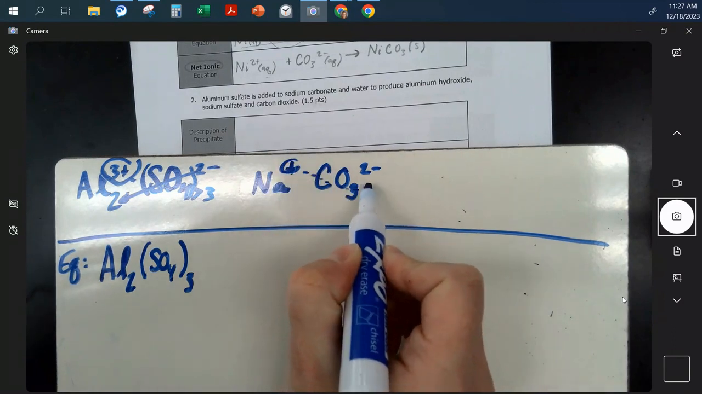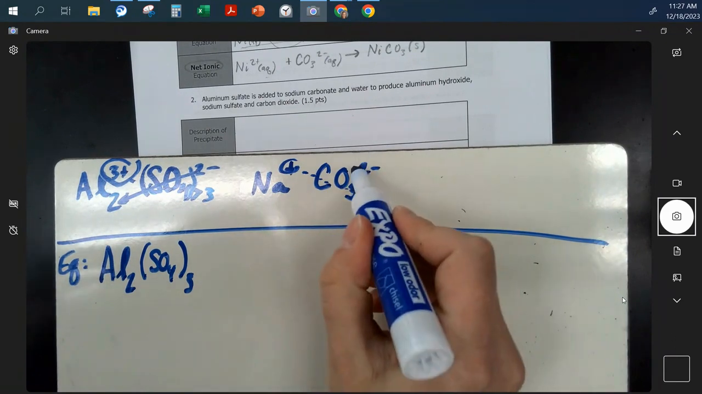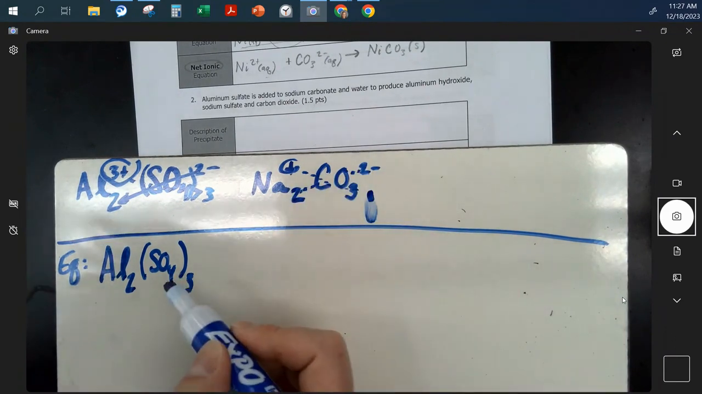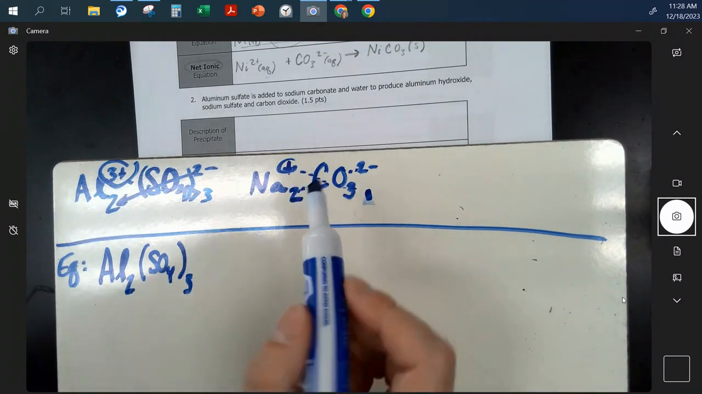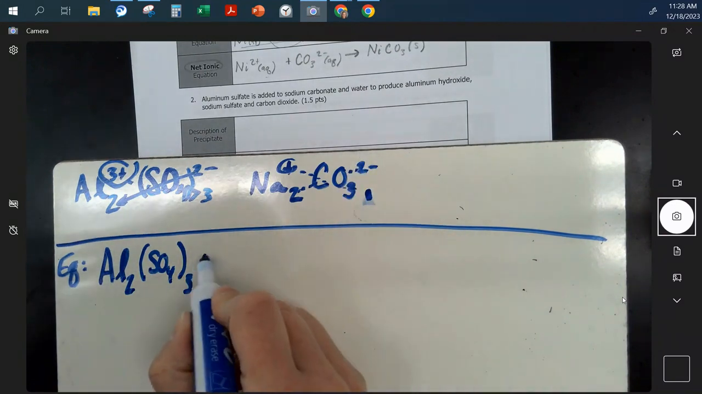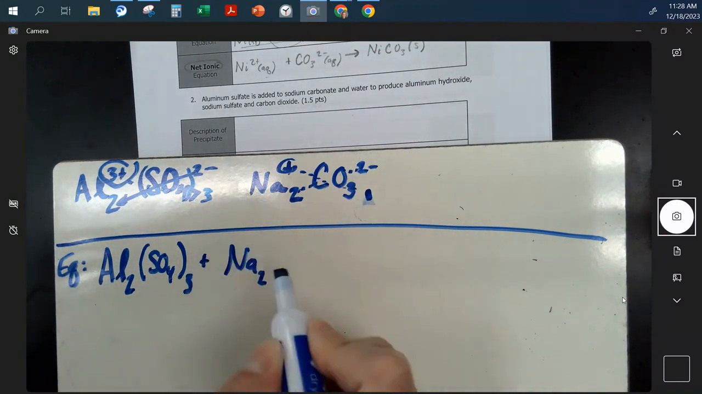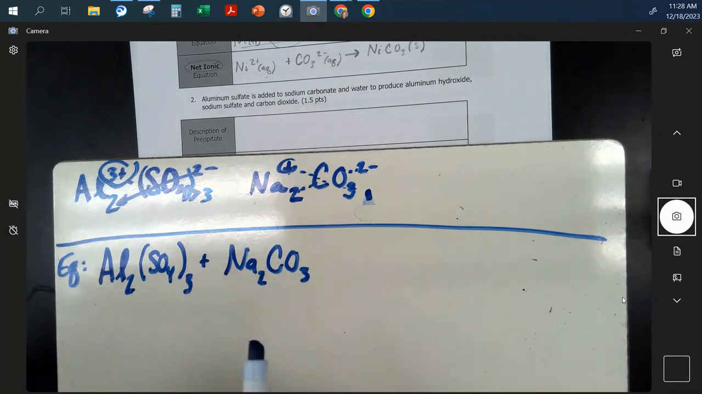We need 1 carbonate ion. Oops, I put a 2. I don't know why I put a 2. 1 carbonate for 2 sodiums. So then that charge balances. I have 2 plus charges for 2 minus charges. So my next piece is Na2CO3. I have 2 sodiums, 1 carbonate.